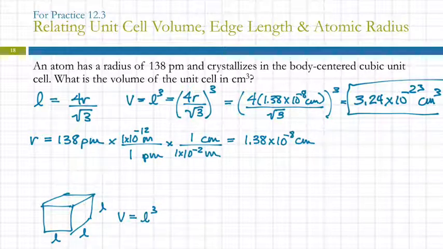Any questions? Should the volume of that cell be really, really small? Yeah, it should. Because how many atoms are in that body-centered cubic unit cell? 2. And so there's some empty space around them, but it's still going to be really small. Any questions?